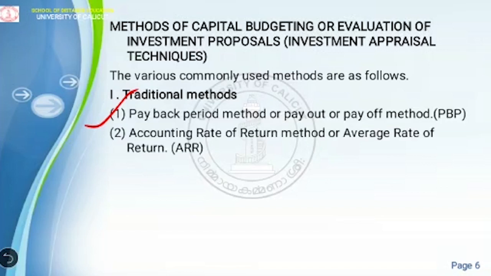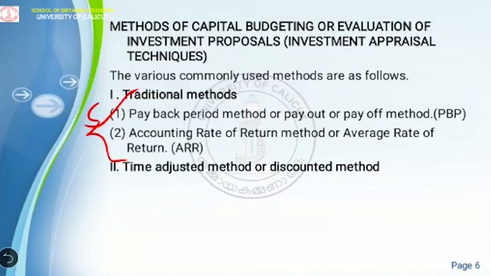Second is average rate of return, or accounting rate of return. These are the major traditional methods, ARR and payback period. These two are simple to calculate. Then there is the time adjusted method, or discounted method. Traditional means traditional, then time adjusted or modern method. That means time adjusted or discounted, meaning the values should be converted into present values. Future inflow, future profit, or return on investment will be converted to the present value.